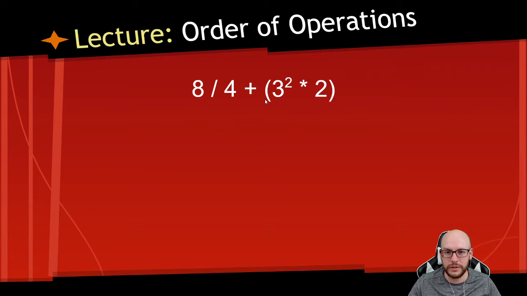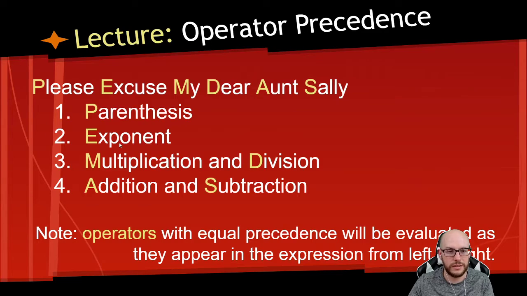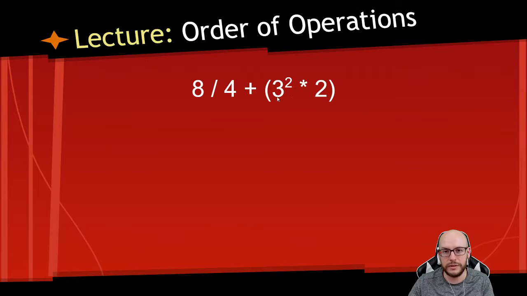So what we're going to evaluate first is our parentheses. And inside the parentheses, we have an exponent. That is our highest precedence, right? Parentheses. So I've located the parentheses. There's an exponent there, so I'm going to execute the exponent. 3 squared, that's 9. This is still inside the parentheses, so we'll then multiply that by 2, giving us 18. And then I'm done with the parentheses. Okay? And we've got division and addition. The division has higher precedence, so we'll do that. 8 divided by 4 gives me 2, so we've got 2 plus 18.